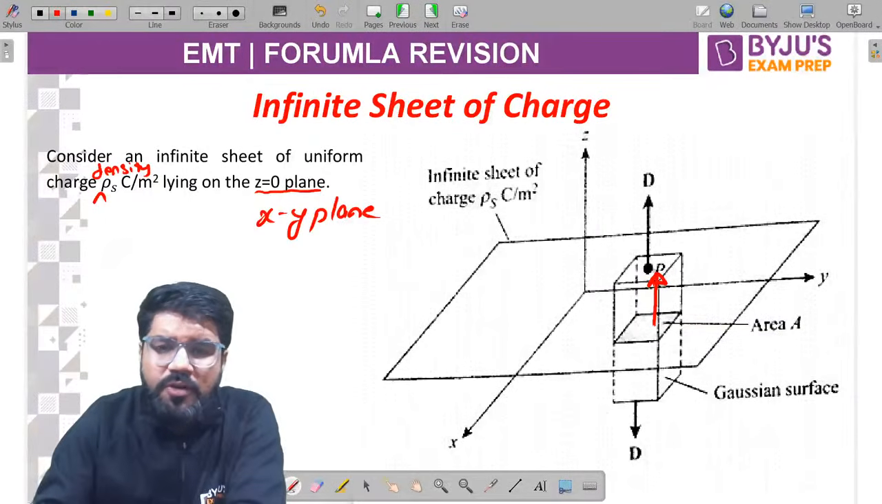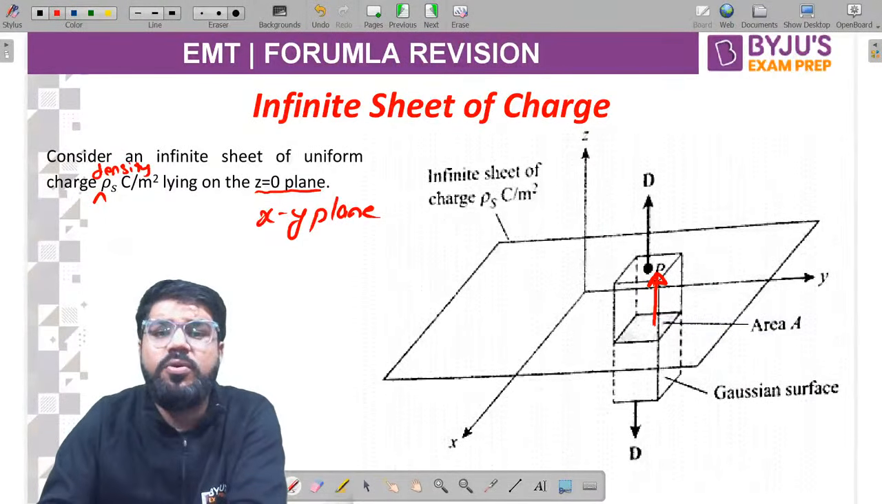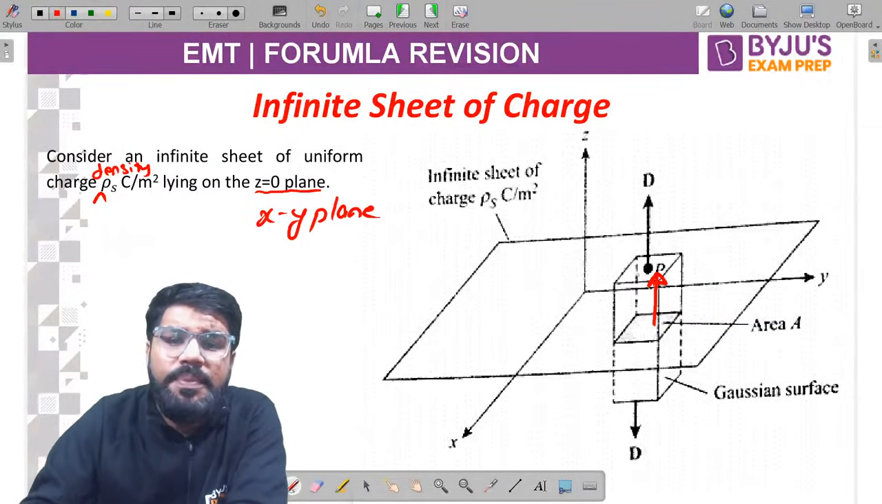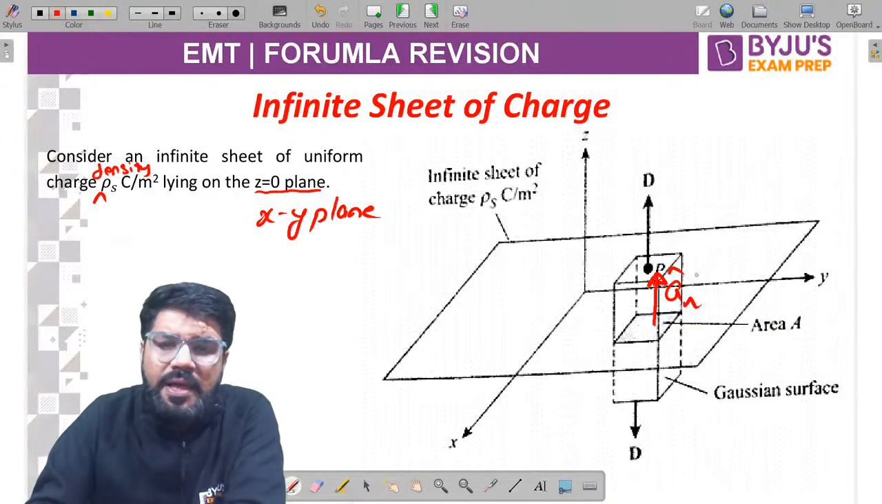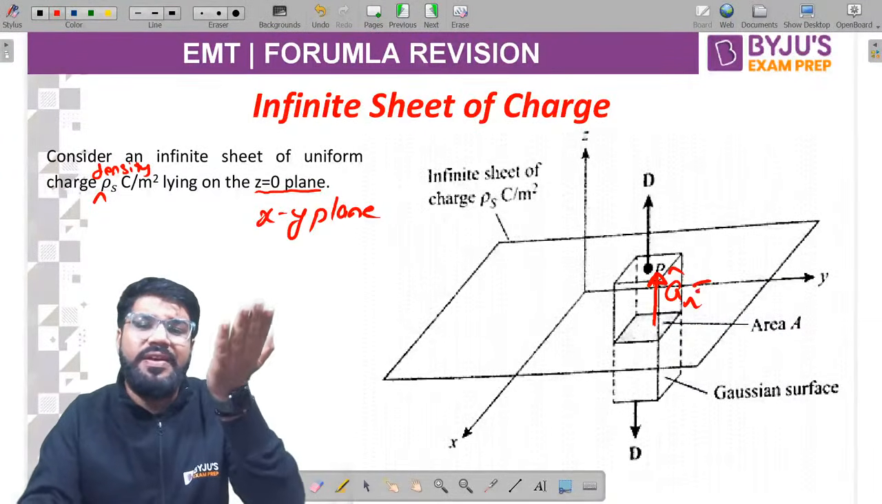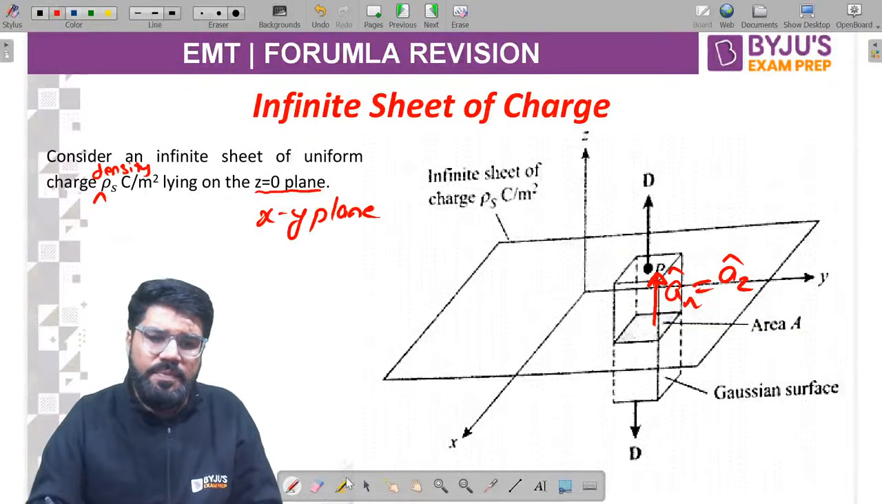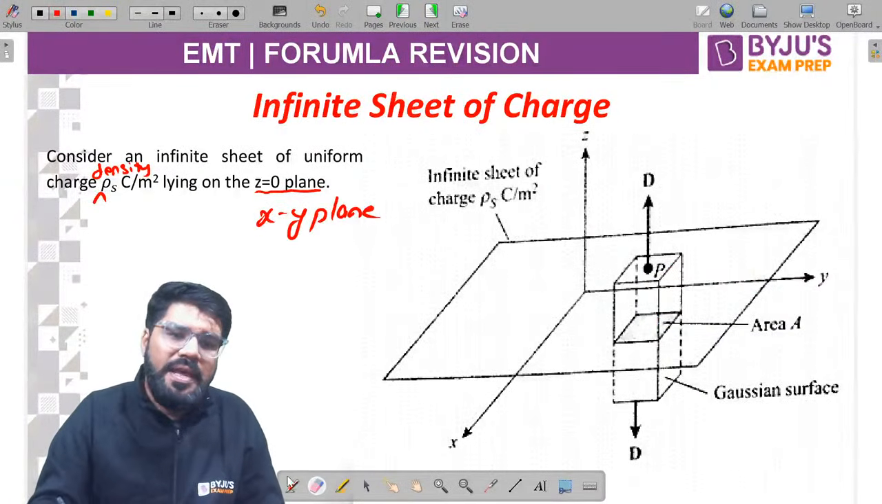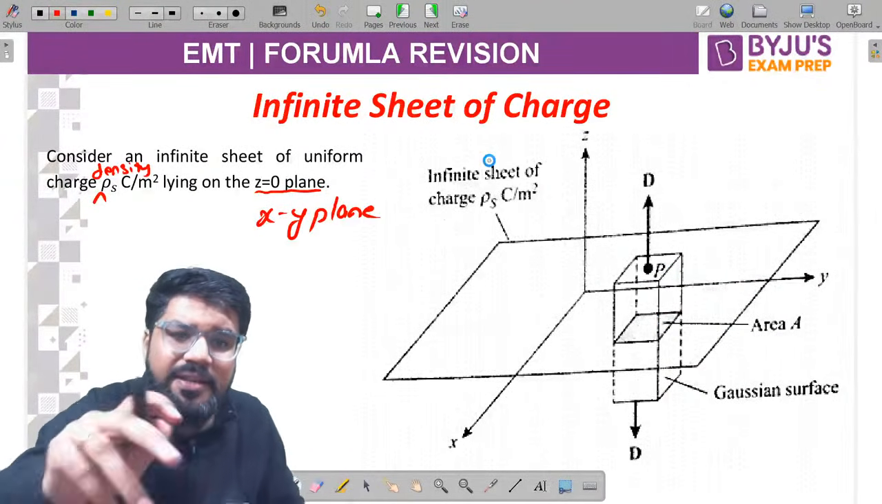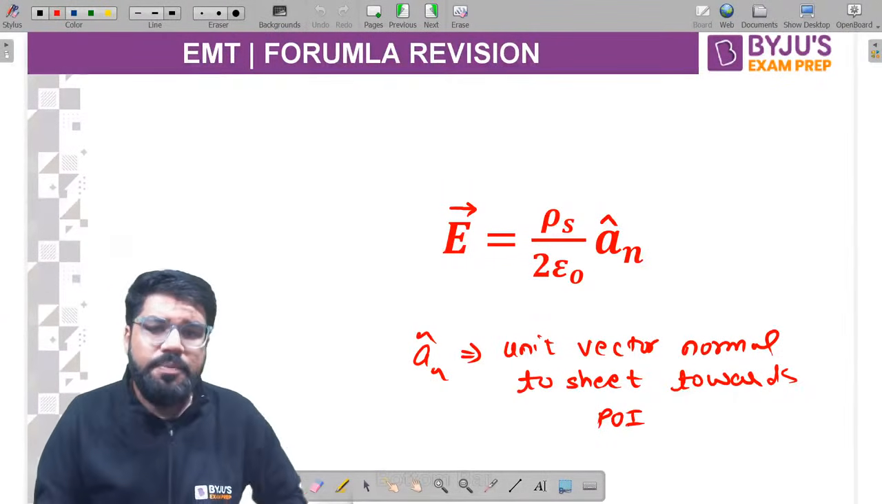Suppose this is the point of observation, so we take a vector perpendicular to the sheet. Now here the sheet is in the xy plane, so what is the unit vector normal to the xy plane? It is az. But in general the sheet may not be in the xy plane, it could be in any plane, so we take a vector normal to that particular sheet.